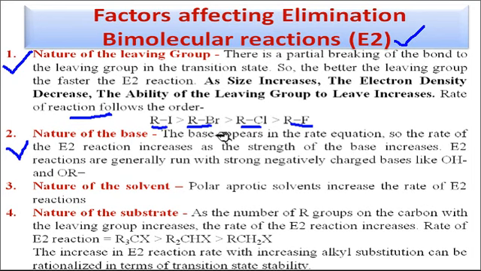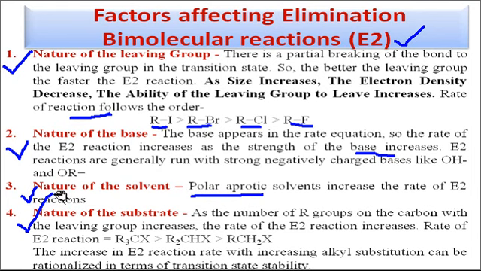Second is the nature of the base. The base appears in the rate equation. So the rate of the E2 reaction increases as the strength of the base increases, because the base is involved in the rate determining step. That is why the strength and concentration of the base are directly proportional to the rate of the E2 reaction. Third one is the nature of the solvent. E2 reactions are favored by polar and aprotic solvents.